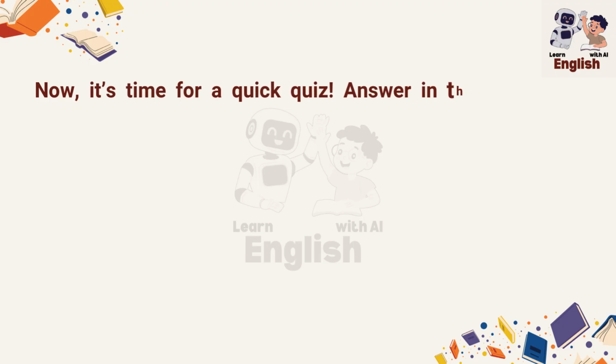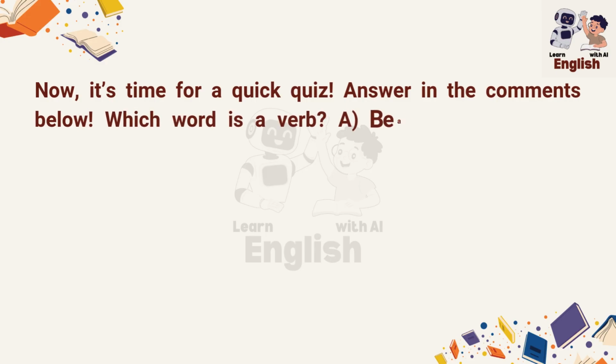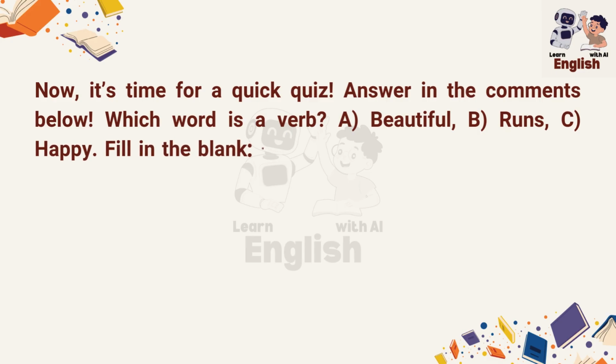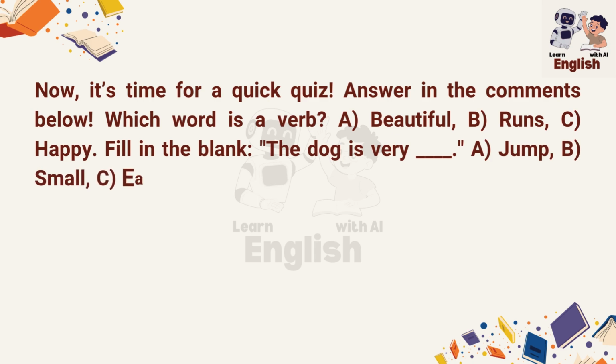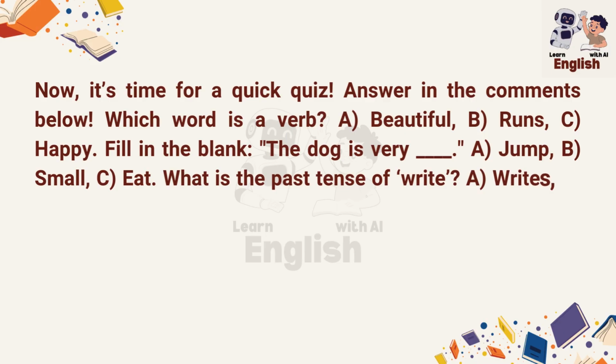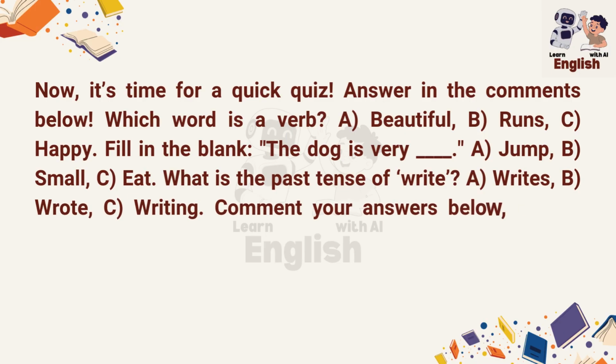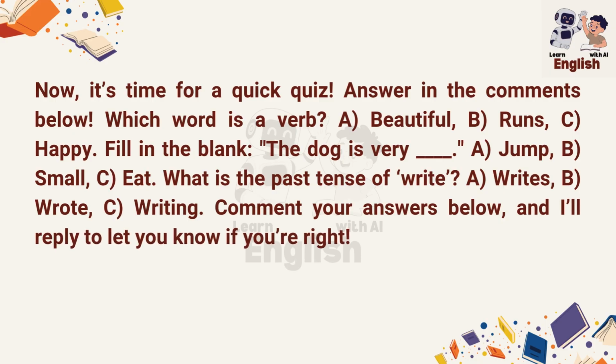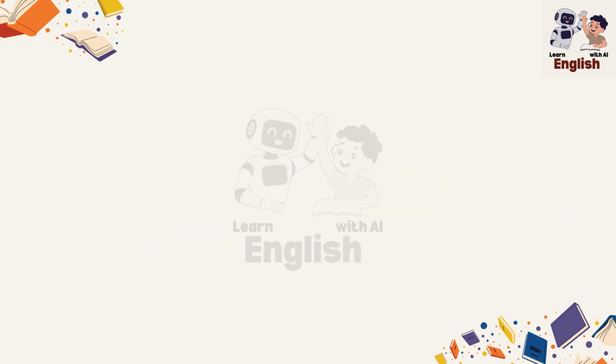Now it's time for a quick quiz. Answer in the comments below. Which word is a verb? A, beautiful, B, runs, C, happy. Fill in the blank. The dog is very blank. A, jump, B, small, C, eat. Comment your answers below and I'll reply to let you know if you're right.